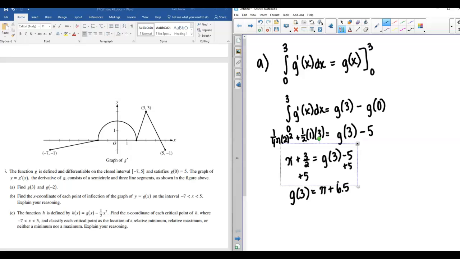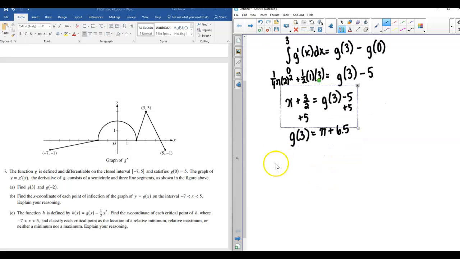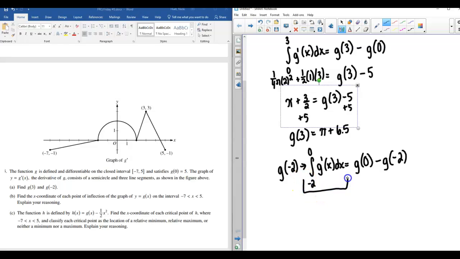We can do something similar for g of negative 2. So for g of negative 2, I could integrate from negative 2 to 0 of g prime of x dx. When we integrate g prime, we get g of x, and then we evaluate it from negative 2 to 0. So g of 0 minus g of negative 2. And this negative 2 to 0 is the area under the curve from negative 2 to 0.